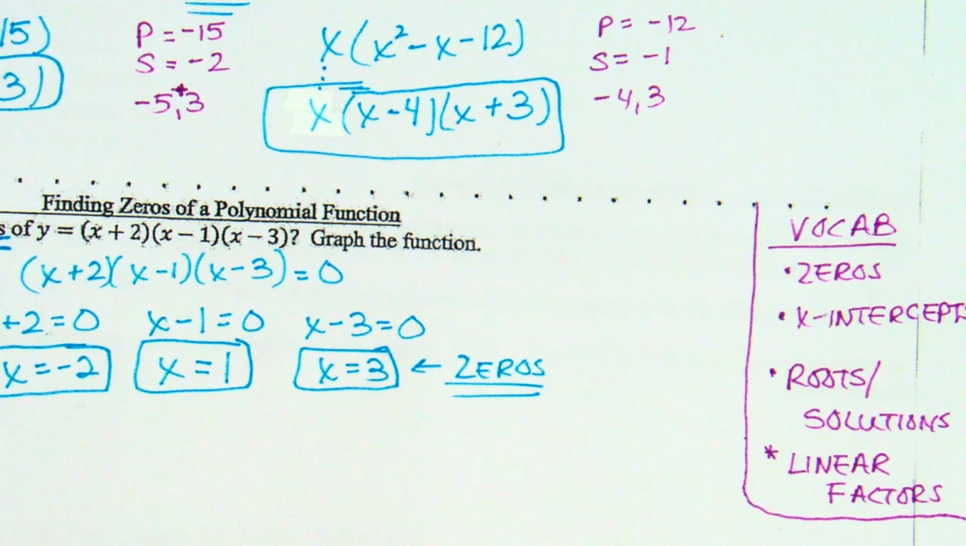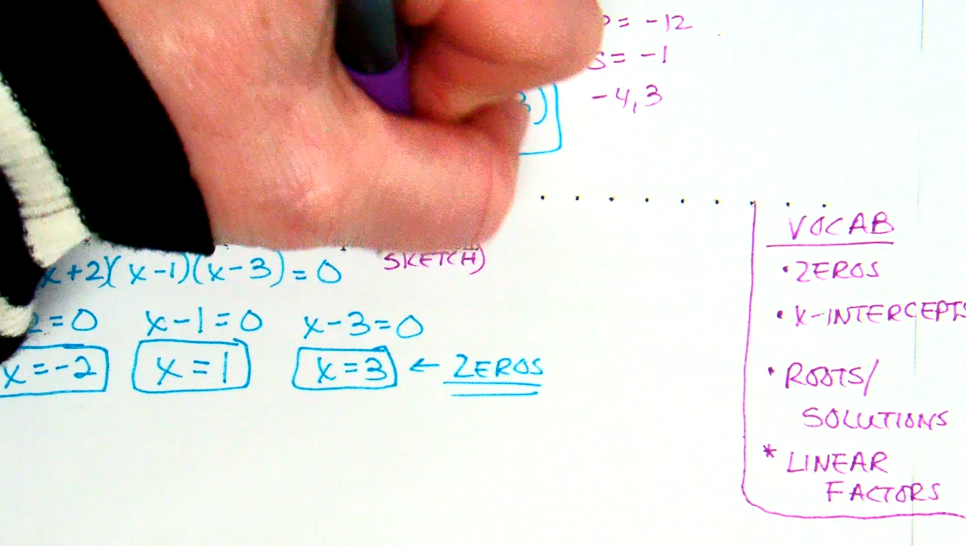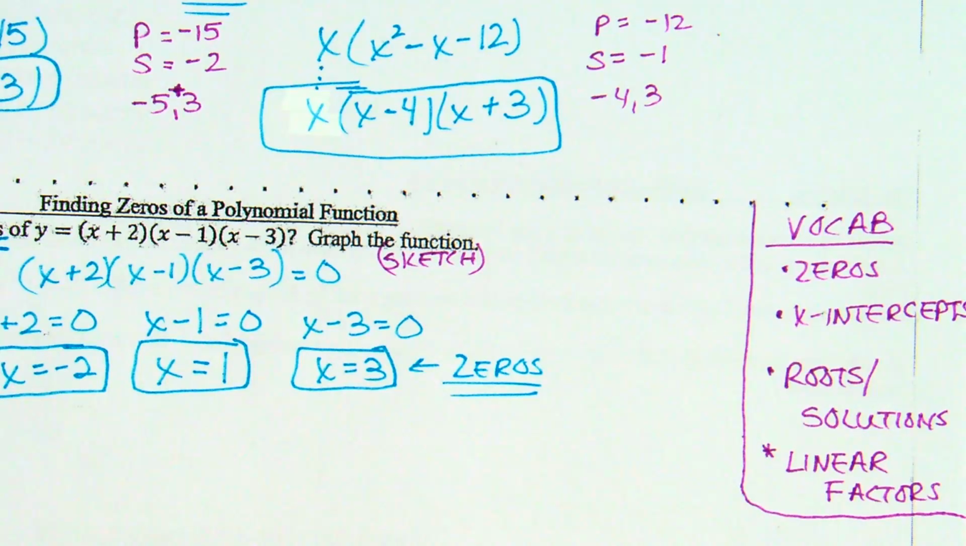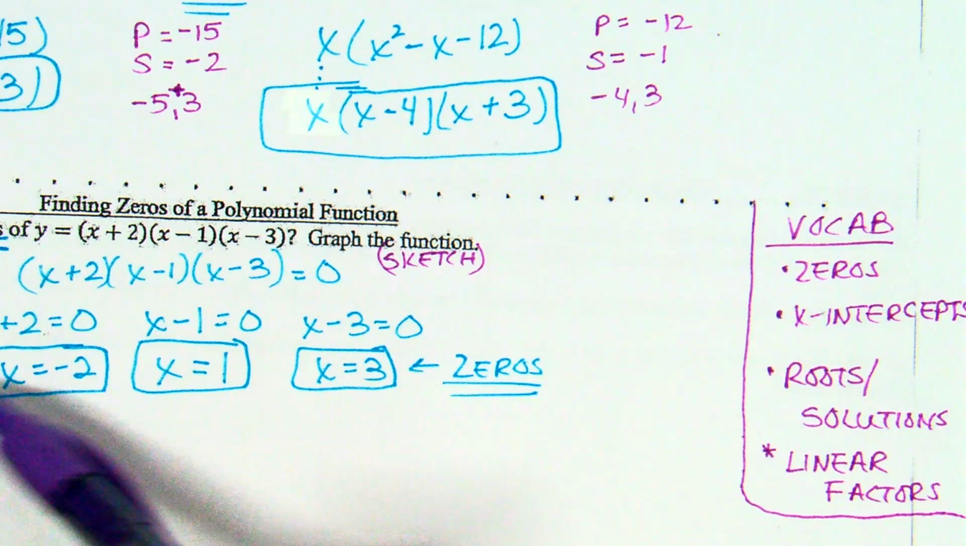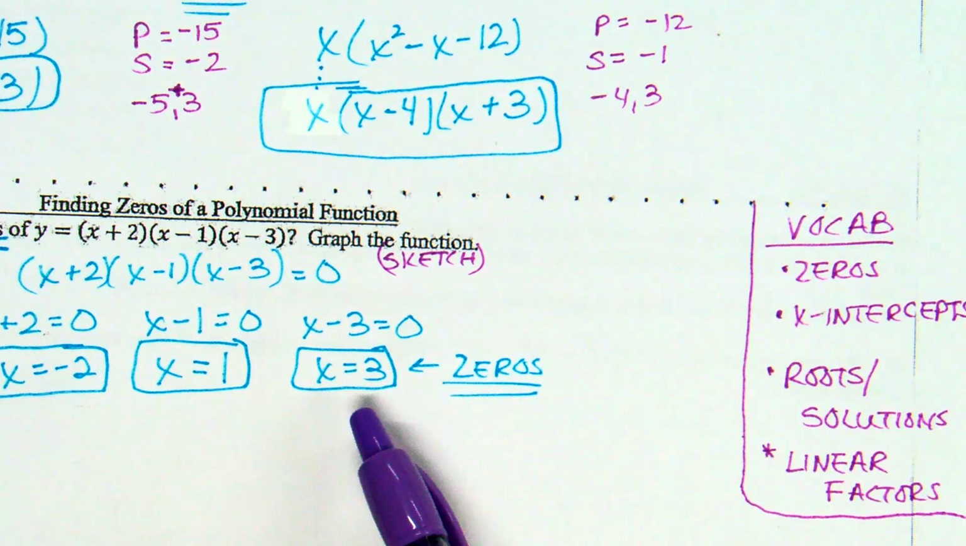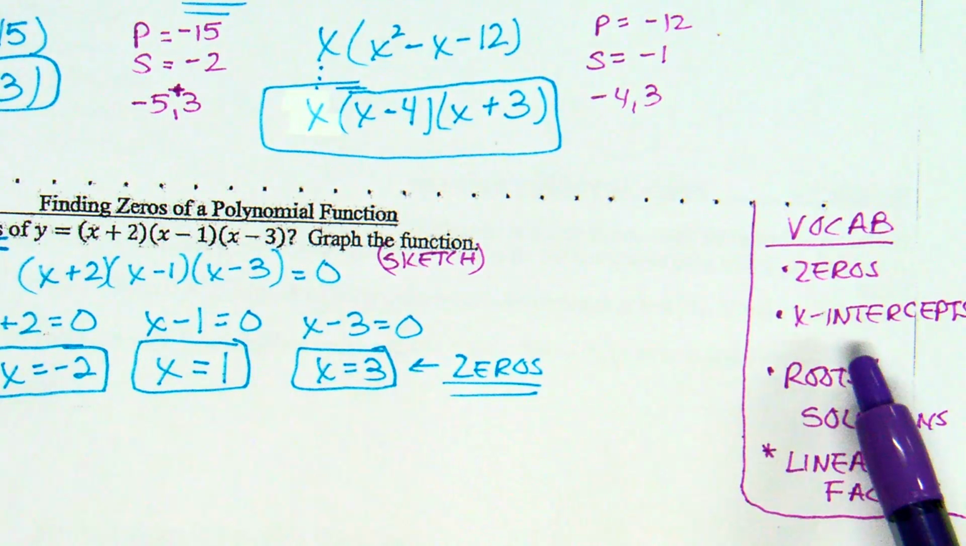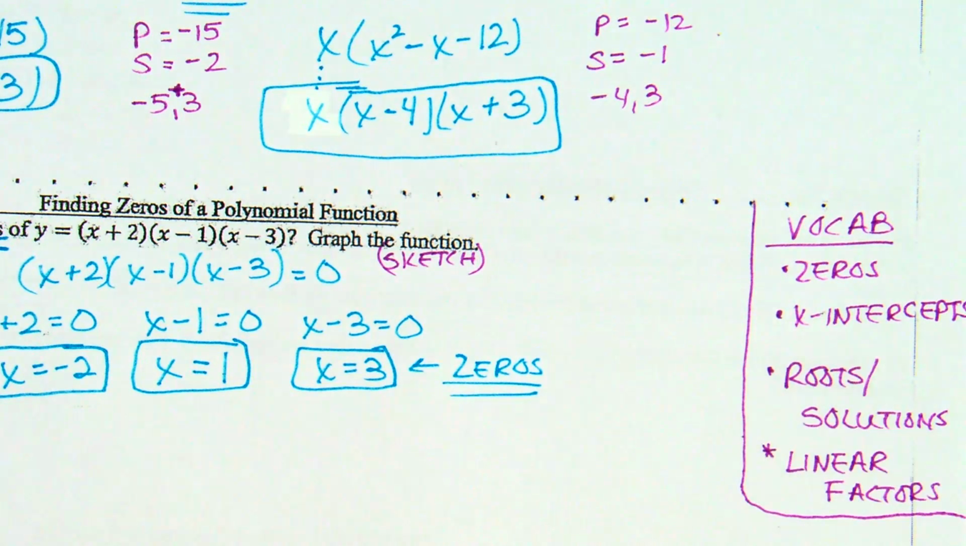Okay. The last thing we have left to do is graph the function, right? Well, we're not going to get that official. We're just going to sketch the function. Now, we know a little bit, because we already talked about these zeros. What are these zeros going to be on my graph? X-intercepts, right? So we already know 3 places where my graph crosses the x-axis.